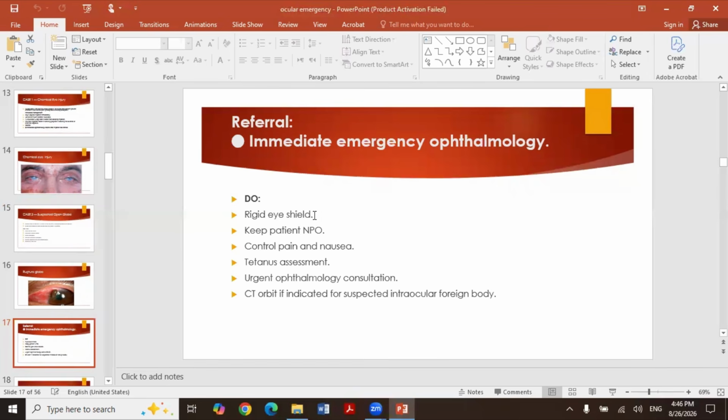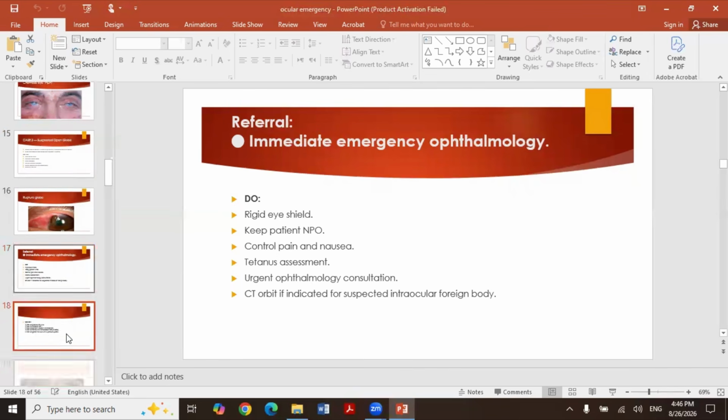It's a transparent shield. You can put it over the eye without touching the eye, and keep the patient NPO. Try to control pain and nausea, but also ask about tetanus assessment, and request an urgent ophthalmology consultation. If you can ask for a CT orbit to rule out intraocular foreign body, it will be something great.